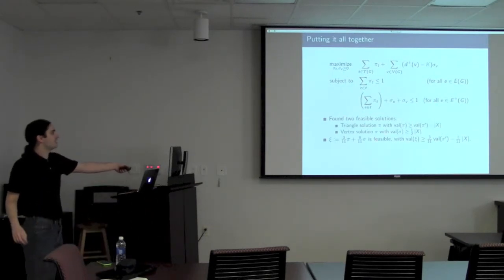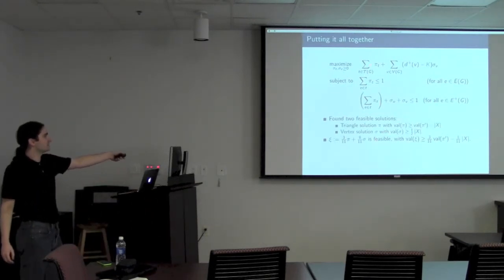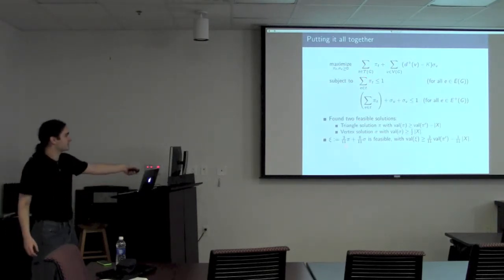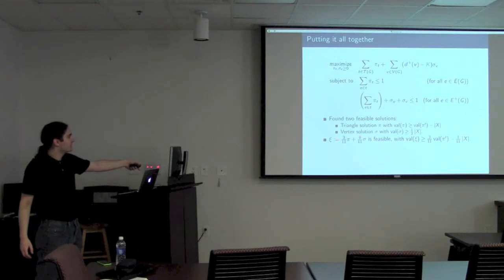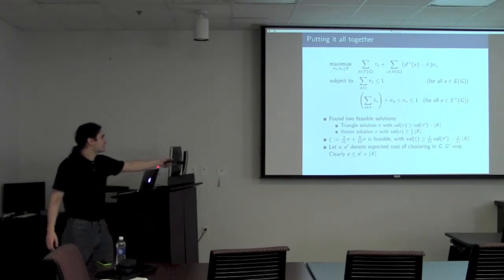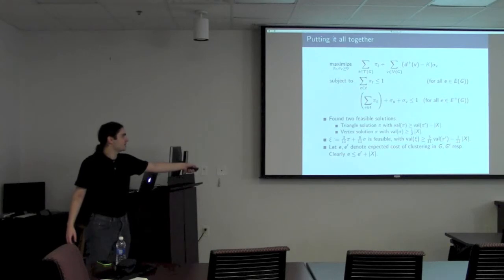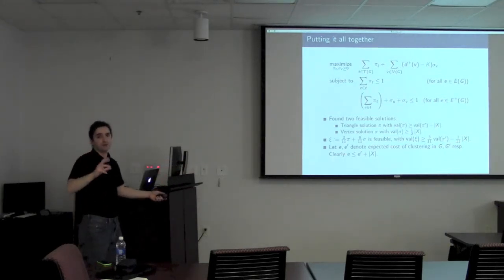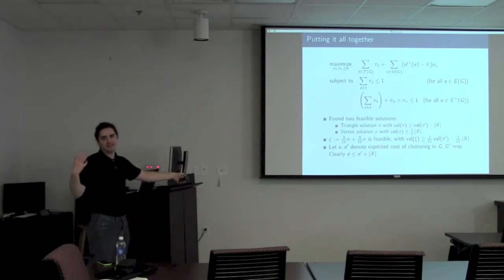So I've got these 2 feasible solutions to this linear program. And so if I take their convex combination, that's also feasible. And if I put them together in just this ratio, I'll get 3/11 value of pi prime minus 1/11 the size of X. Now let's look at the cost of your clustering in G and G prime. Right, when I went from G to G prime, I ignored these X edges.